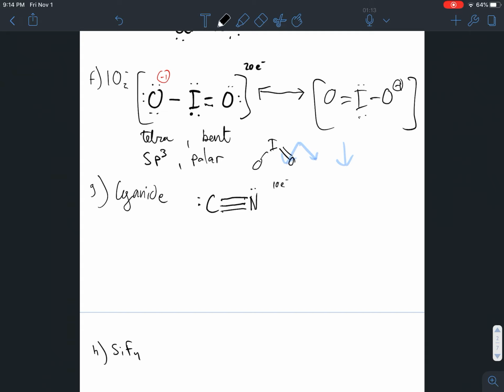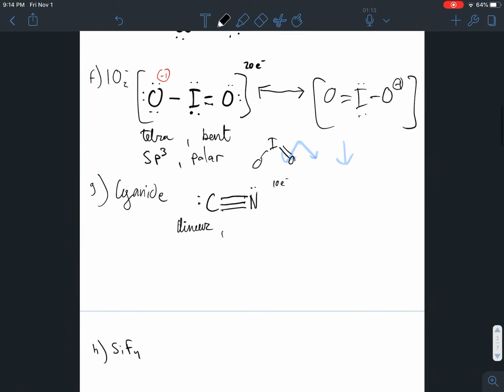There's just 2 atoms, so who knows what the central atom is, but let's say it's a linear, sp. This is most definitely polar.